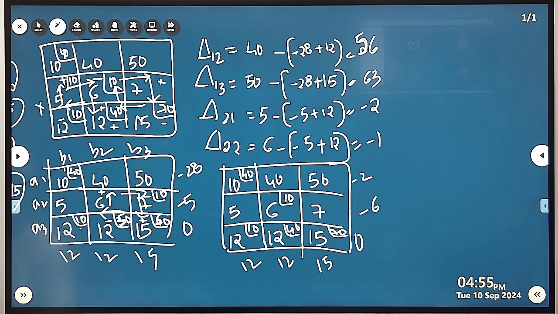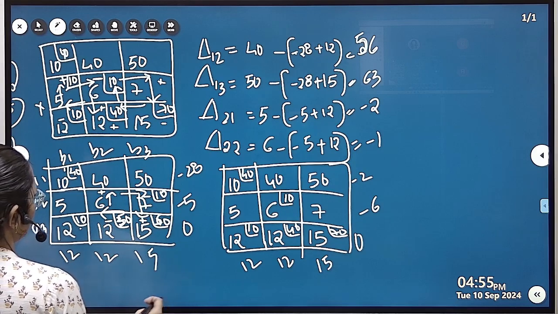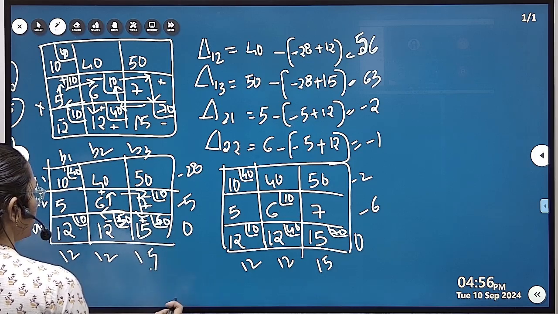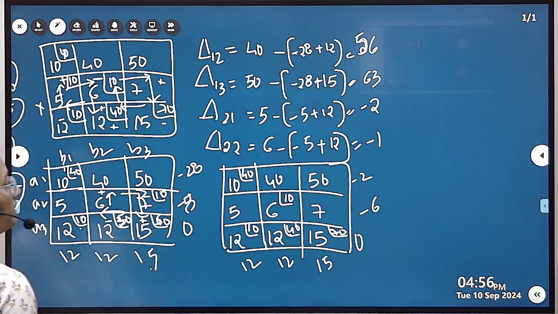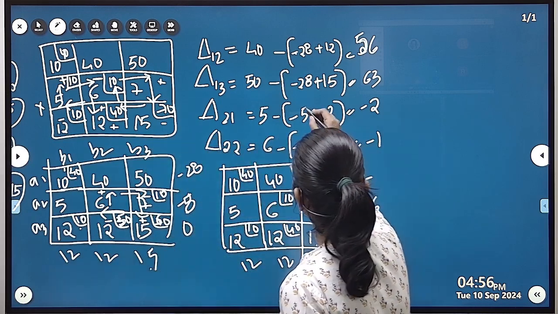Have you made any mistake? Go through it once, check the calculations once again. So here 7 minus 15, how much is it? So 7 minus 15 is 8, right? So we make it 8. So make it 8, and this 5 of a2 will become 8.